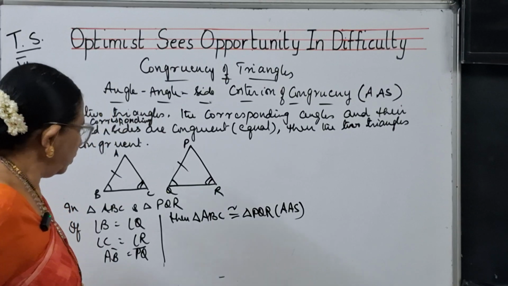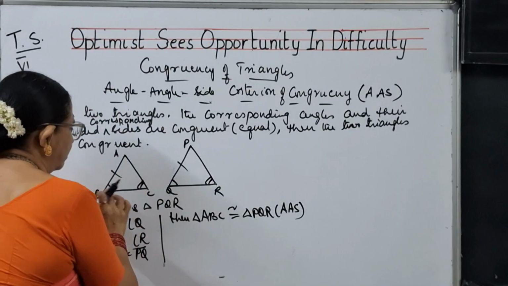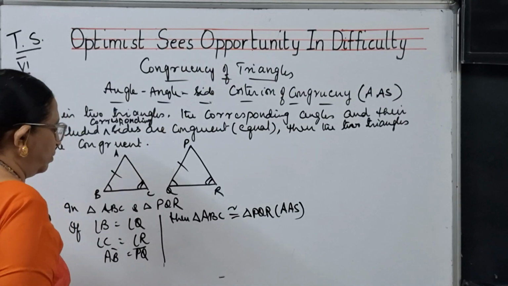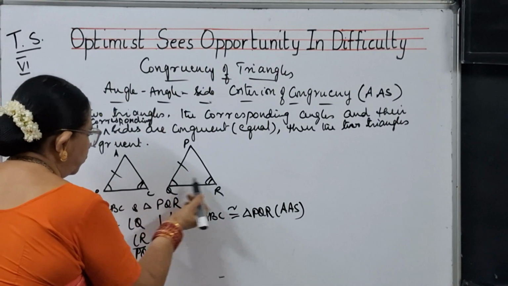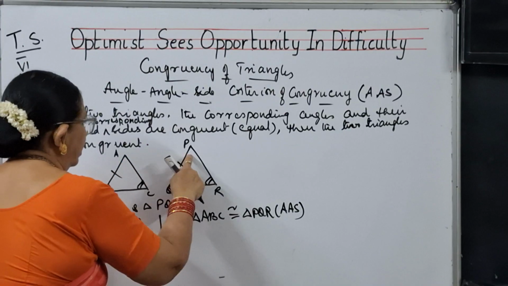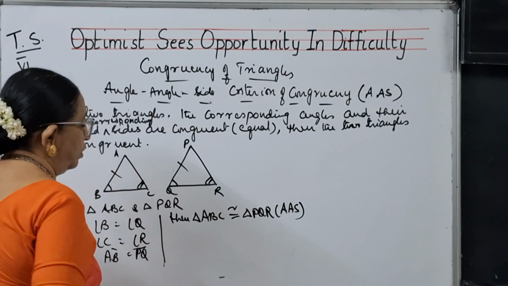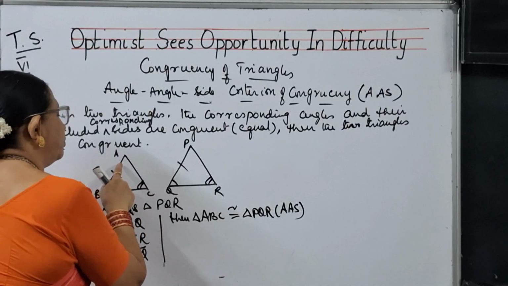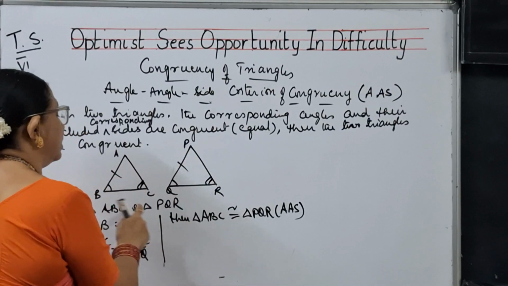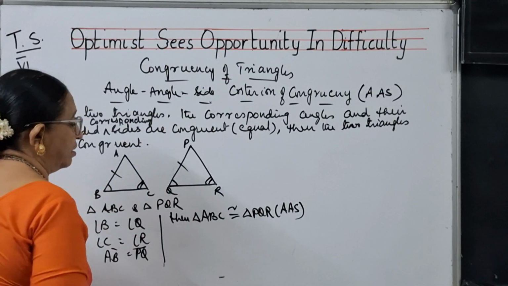See children, logically if you think about it, in a triangle the sum of the three angles is 180, no? So if we say that these two angles are equal, it is understood that these two angles are also equal, because 180 minus the sum of these two. How much you will be getting here, the same you will be getting here, because these are congruent.